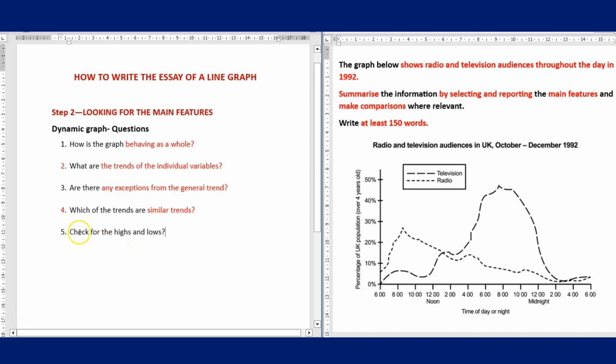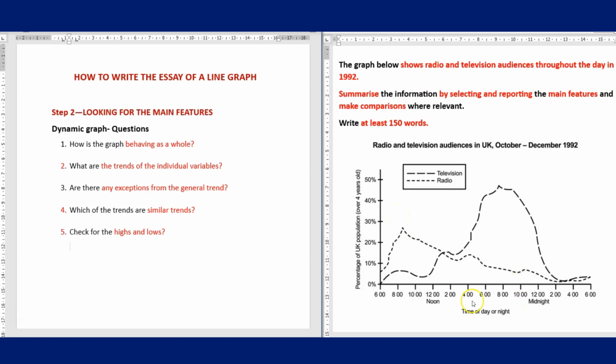And now we also check for the highs and lows. Highs and lows here are the peaks, and then the lowest point. So the highest point and the lowest point. You have to look out for them. You can see here the highest point is between 8 a.m. and 10 a.m. So radio had its highest number of audience in the morning, between 8 a.m. and 10 a.m.